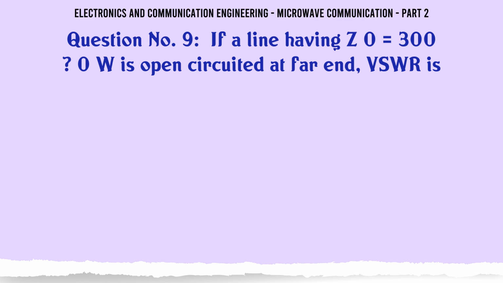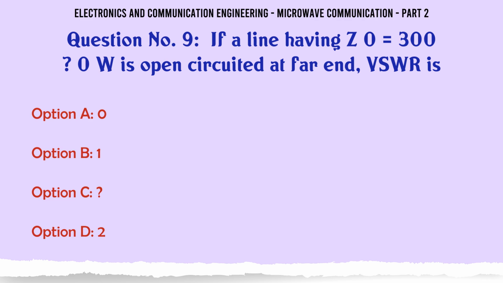If a line having Z0 300 ohm is open circuited at far end, VSWR is A: 0, B: 1, C: infinity, D: 2.